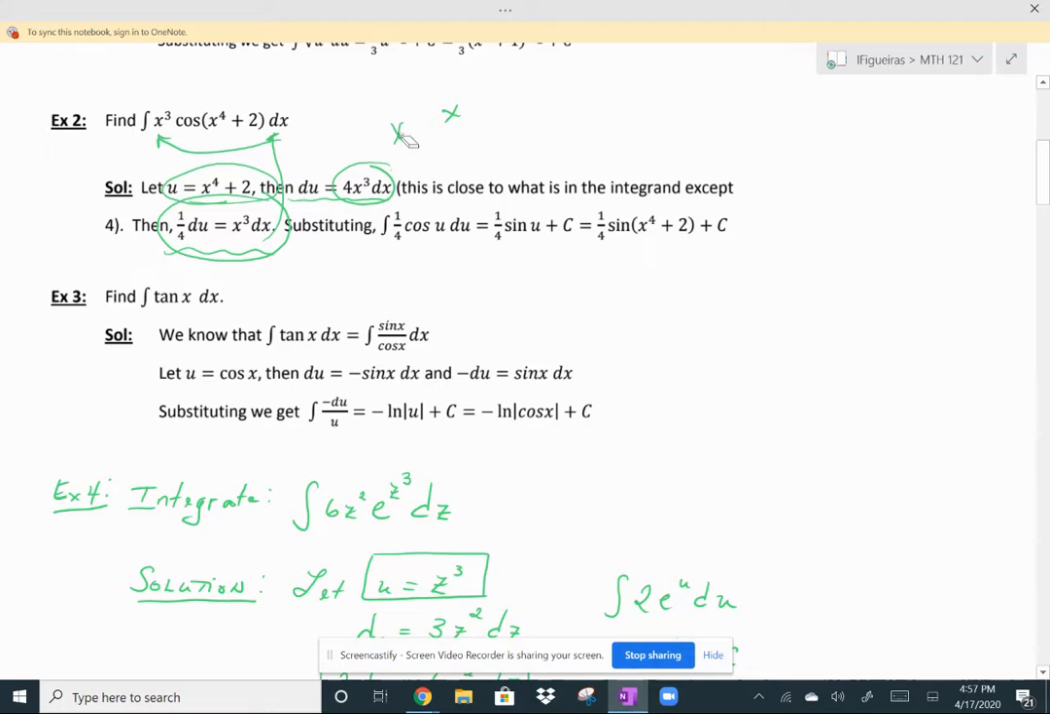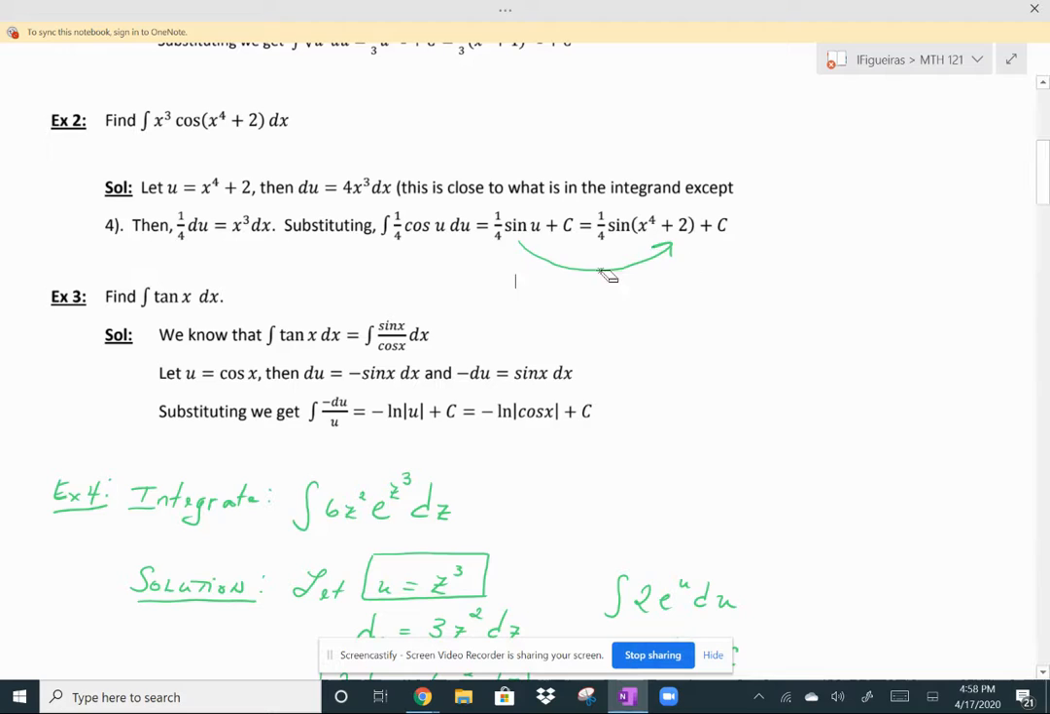So now we make our substitutions. We let u equal x to the 4th plus 2, and 1/4 du will replace the x cubed dx. So we end up with this integral. Now that's a straightforward integral to compute. The antiderivative of cosine is sine, so it's 1/4 sine of u plus c, and then in the end you replace u with what u is equal to, so your final answer is 1/4 sine of x to the 4th plus 2 plus c.